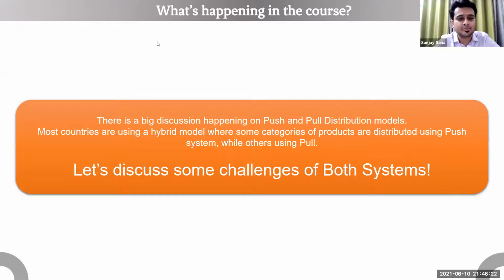Now, just before I move on quickly, if there are any other participants who would like to talk about the challenges of push or pull models which are being used in their countries, this is the time. Otherwise, now we will move to the next session. Princely, you have raised your hand. Go on. Princely, you have to unmute yourself.